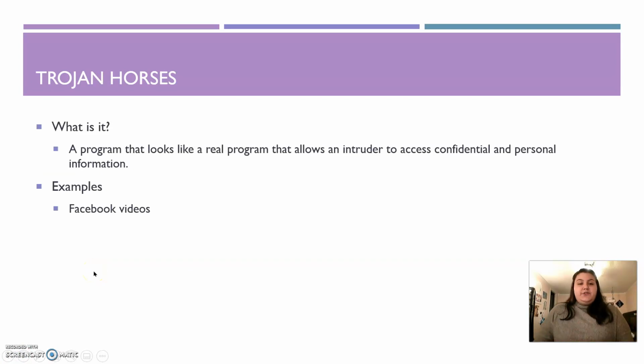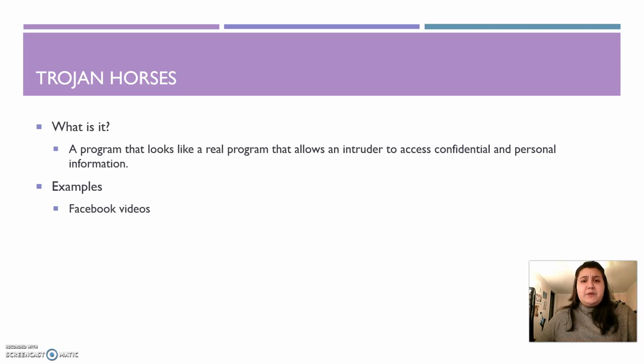Trojan horses. Trojan horses are programs that look like real programs and allow an intruder to access confidential and personal information. Trojan horses happen at a slower rate than viruses and worm viruses, and they also do not replicate like viruses and worm viruses.